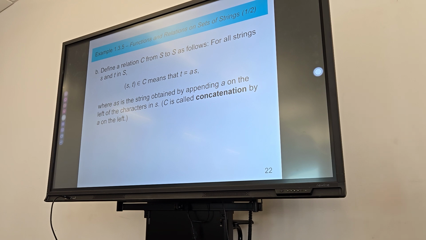Now define a relation C from S to S as follows. For all strings S and T in S, (S, T) is an element of C means that T equals AS, where AS is the string obtained by appending A on the left of the characters in S. C is called the concatenation function.